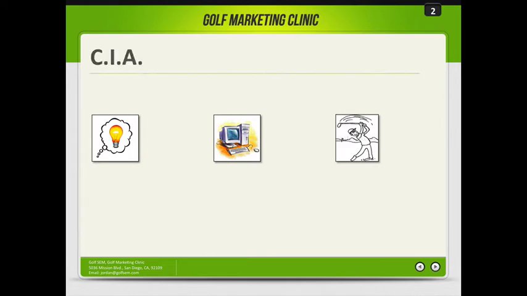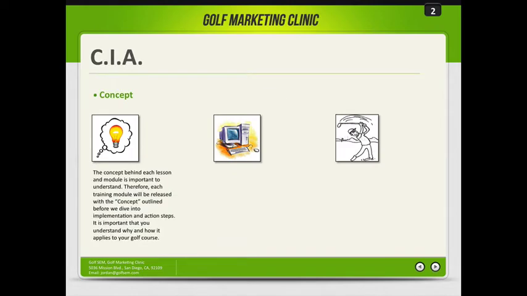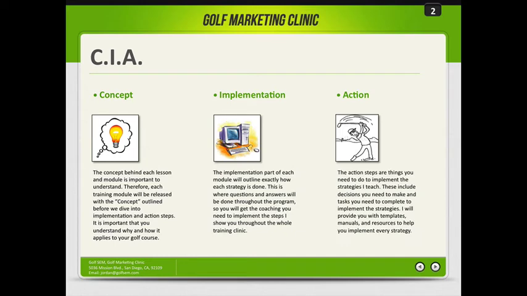So as usual, we're going to go by the CIA program. That's concept, implementation, and action. And the concept is really, why does it make sense for your golf course to care about this? Why is it valuable to you? Implementation, we're going to talk all about step by step on your computer, doing the actual strategy and setting it up, and I'll walk you through how to do it. Action may involve you doing some things. Implementation and action go hand in hand, but the action may involve some homework or for you to do some legwork as well.